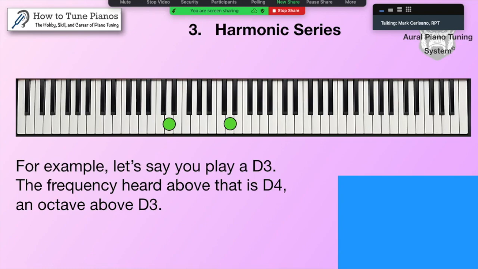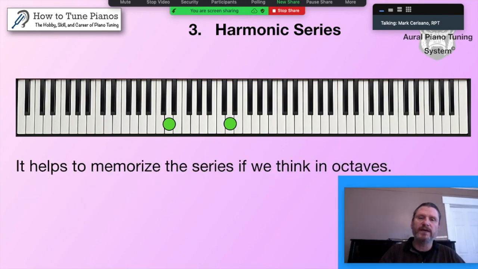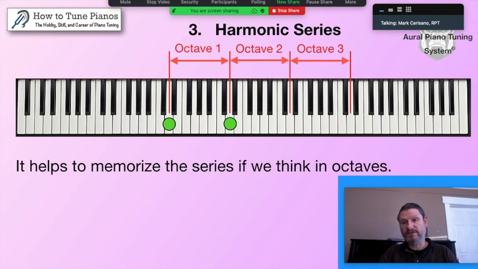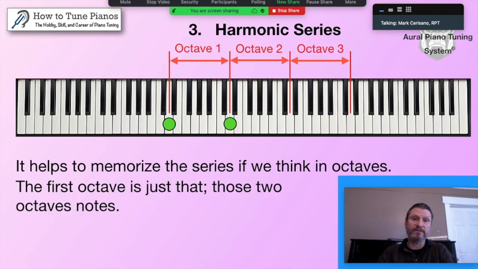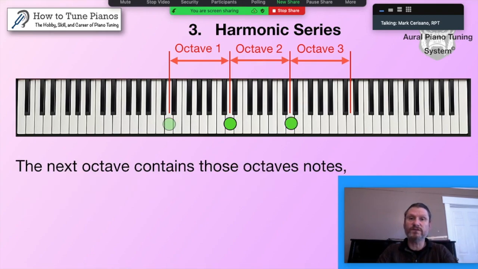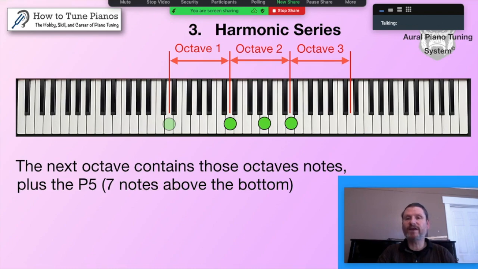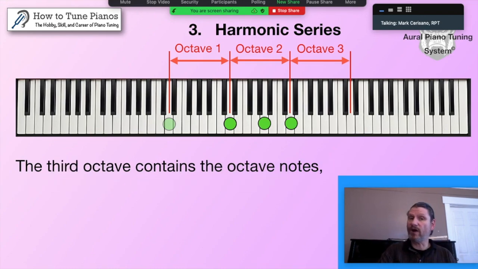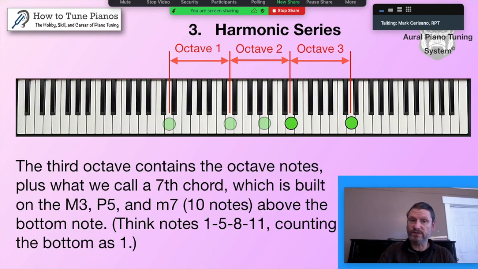Now, the harmonic series is something that's very simple for people to know if they've already learned about it, but it can be a little tricky, and I have a little trick for you so that it makes it easier for you to learn this. It helps to memorize the series if we think in octaves, 3 octaves. So the first octave is just that. It's just the 2 notes. The second octave is just the octave notes, plus a fifth in there. And then the third octave contains those octave notes, plus what we call a 7th chord.